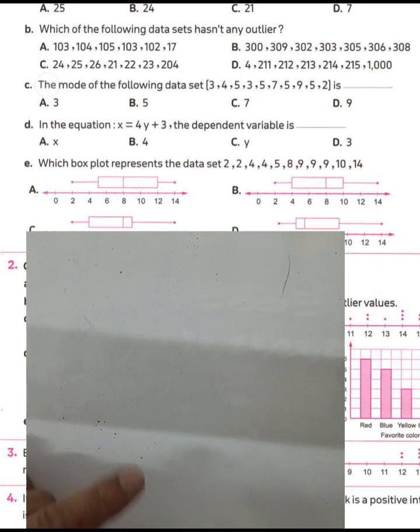Okay, question letter C, choose letter B. He asked about the mode. The mode means the number that was repeating the most here, and it will be the digit 5. 5 is repeating 4 times, then the mode here will be 5.